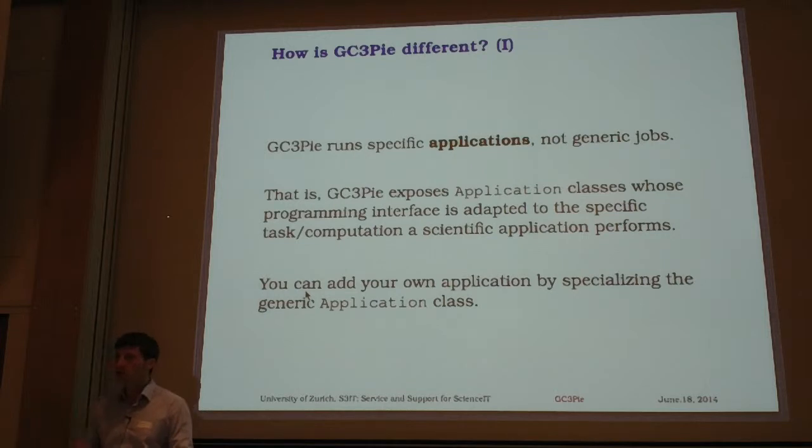GC3Pie runs specific application, it does not run jobs. An application is not a batch job in the way that we normally describe it with some very specific batch system directives. It runs an application. So typically an application maps what you would run on a command line if you would have access to an interactive session, pretty much. And again, one can write specialized application by customizing the basic application class.